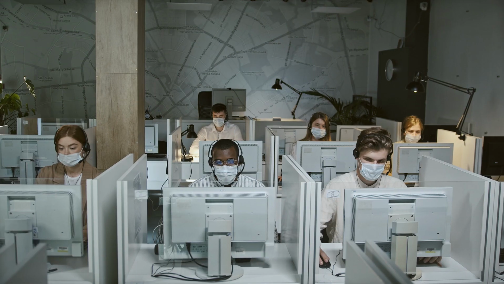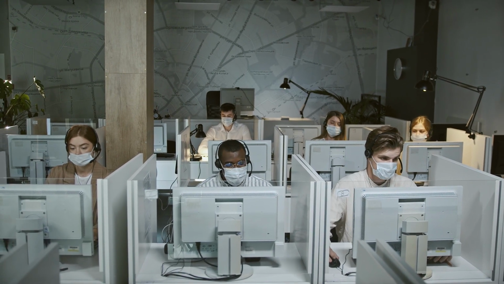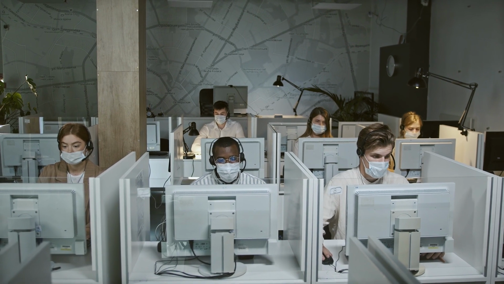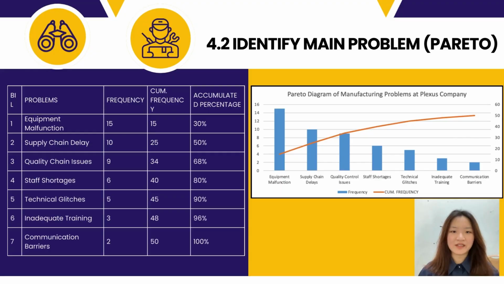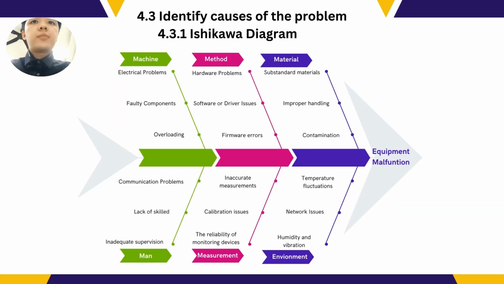Other than that, inadequate training was supported by 3 employees, highlighting the profound impact of the lack of proper training within Plexus. This deficiency affects the ability of the entire organization to perform tasks effectively, or results in poor quality work. Lastly, communication barrier is the smallest cause in the manufacturing line, with a total of 2%. This problem can lead to misunderstanding or inefficiency in operation, affecting overall productivity and coordination.